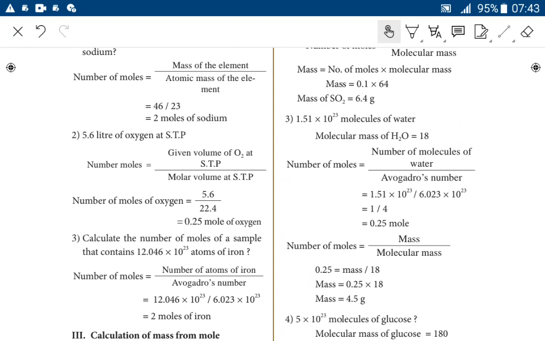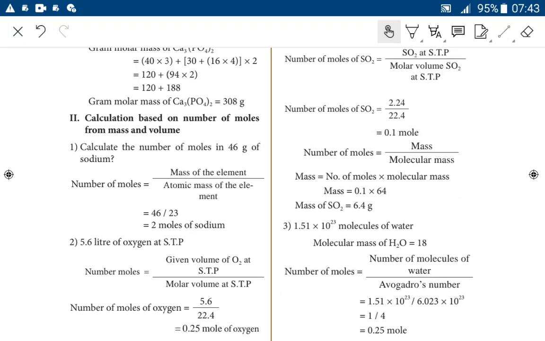So how many atoms are given? 12.046 × 10^23 atoms are given. You have to take that as the numerator, and in the denominator you have to write the Avogadro number, that is a standard determined value, 6.023 × 10^23. So 12.046 × 10^23 divided by 6.023 × 10^23, when you simplify, you get 2 moles of iron.